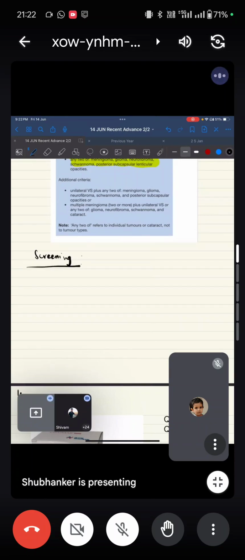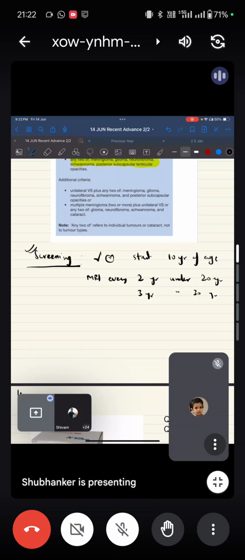Annual audio test. So you can classify it in your audiological as well as MRI investigation. Ideally, MRI screening should start at 10 years of age. Not possible in our country. You cannot explain it to the parents of the patient, but this is what the guidelines are. MRI should be done every 2 years if the patient is under 20 years of age, and every 3 years if he is under 30 years of age. So please don't forget the screening protocol.